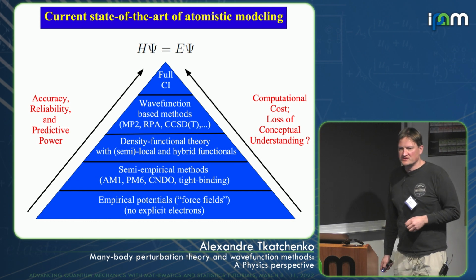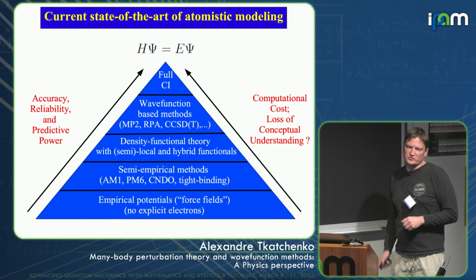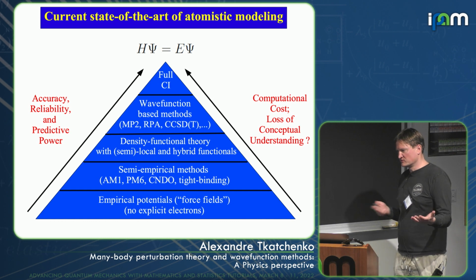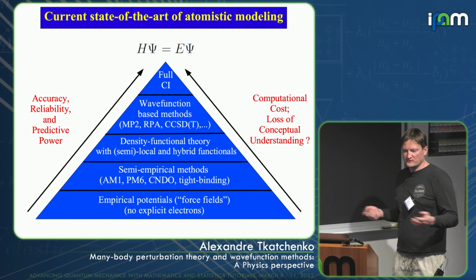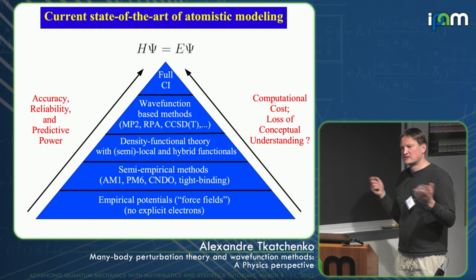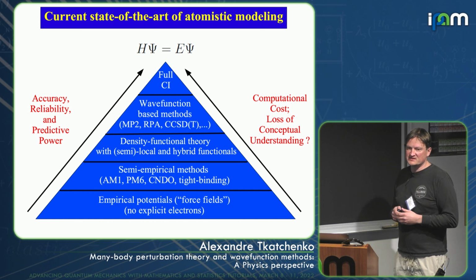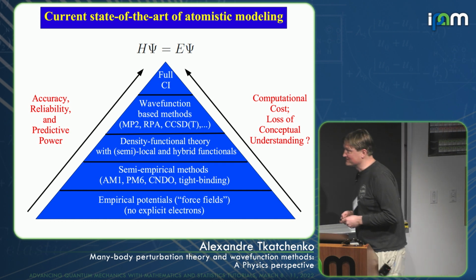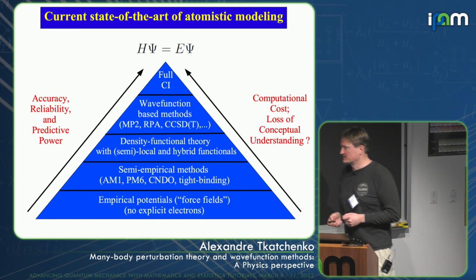But today we don't use it as a practical method because full CI requires all excited determinants and then obtaining linear coefficients of all those excited determinants, even for a system with just a few electrons. In a reasonable one-electron basis set, you get a number of determinants which scales quite a lot with the number of electrons, and so this is not a very practical method.